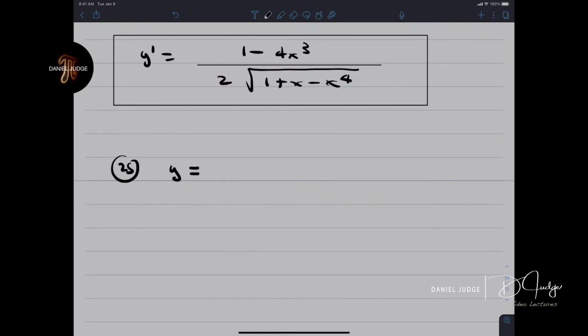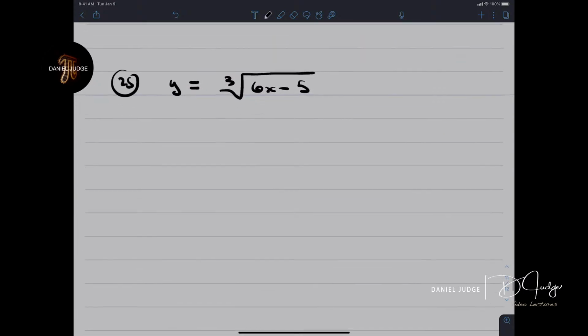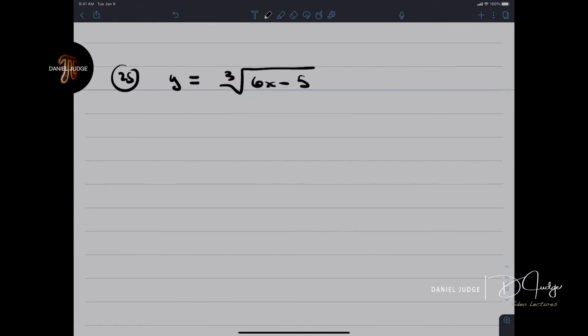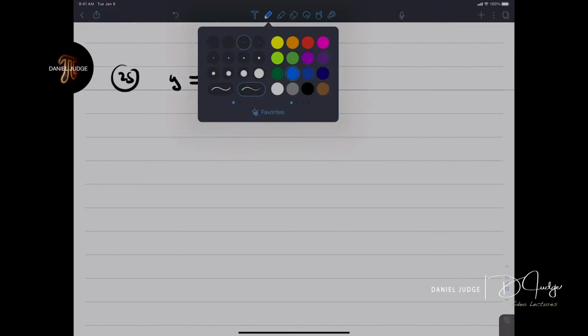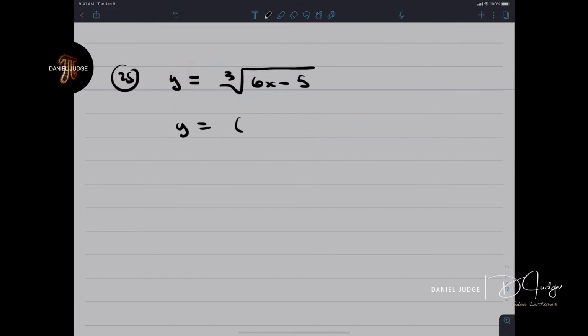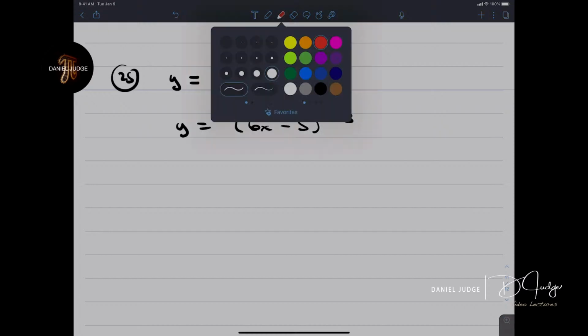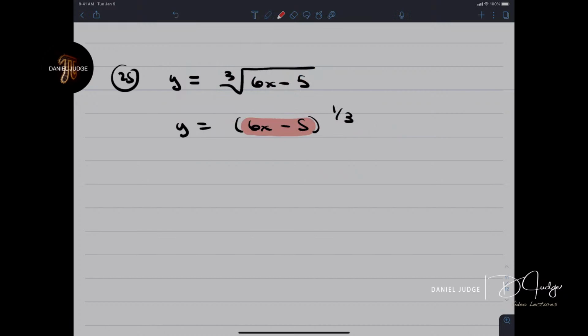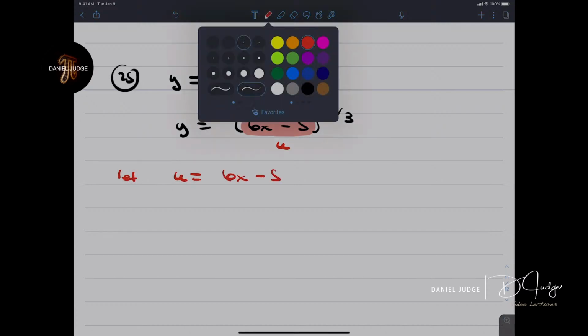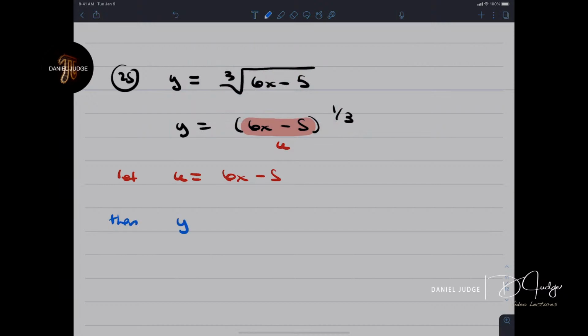Y is cube root of 6x minus 5. What this means here is, in parentheses, writing as a rational exponent, rational power, this is the 1/3 power by definition. So you remember this is our u. This is based on what we did for lecture. U is 6x minus 5. Then y is u to the 1/3 power.